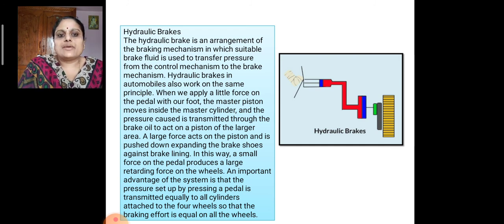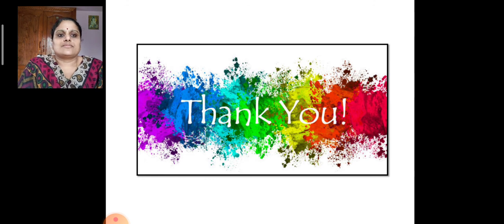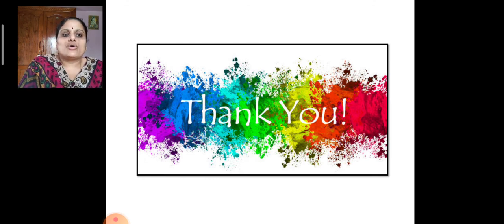An important advantage of this system is that the pressure set up by pressing the pedal is transmitted equally to all cylinders attached to the four wheels, so that the braking effort is equal on all the wheels. Hope you have got an idea about the application of Pascal's law in the case of hydraulic lift and hydraulic brakes.